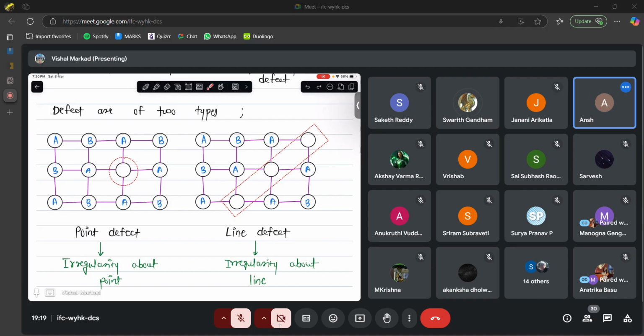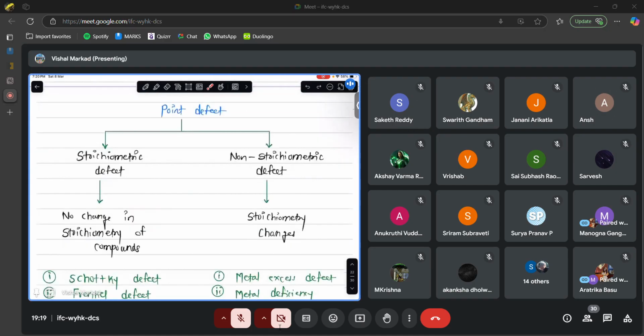Two categories. Which two categories? Point defect and line defect. Now this point defect we have to study again in detail.